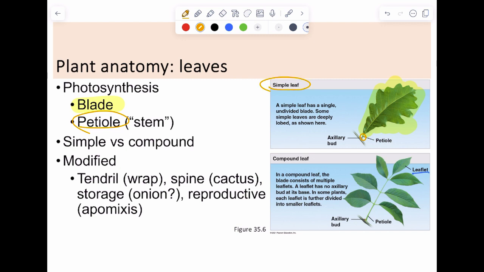Some leaves are what we call a simple leaf, meaning it's one blade, one petiole. But you can also have leaves that are called compound, where you have multiple blades per petiole. If you were to take a course in plant taxonomy, meaning how you identify plants, this differentiation is the first thing you have to do to figure out what type of plant it is. You usually start with the leaves. You don't go after flowers because what if the flowers aren't there yet? So you need something else that's consistent. You go after the leaves.